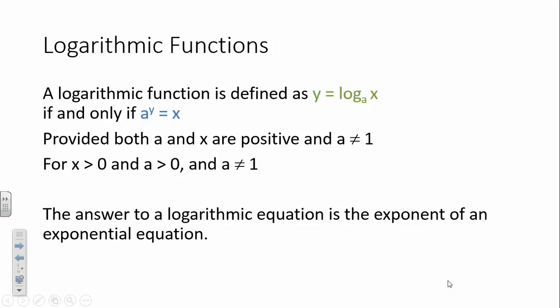So if you notice, the answer to a logarithmic equation is the exponent of an exponential equation. When we said y equals the log base a of x, that base a to the answer of that logarithmic equation to the y is equal to x. So part of what we'll be doing today is converting between exponential and logarithmic, and vice versa, learning some properties of logs, and then also doing some graphing.